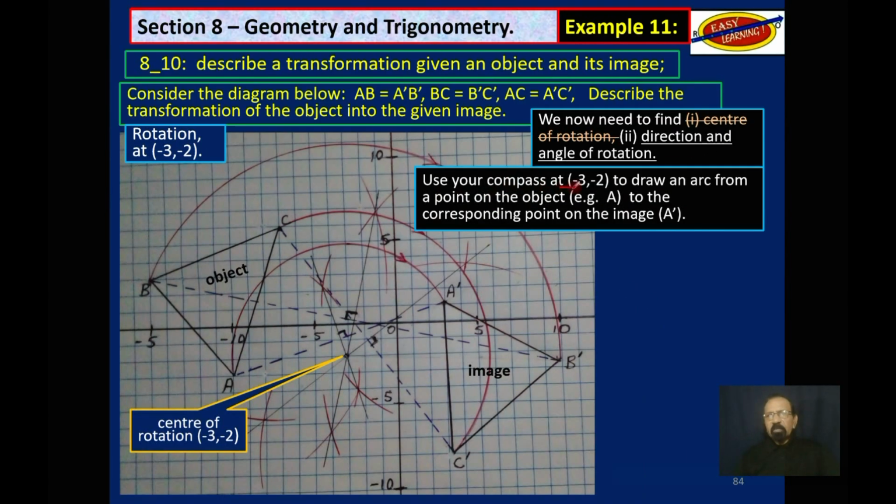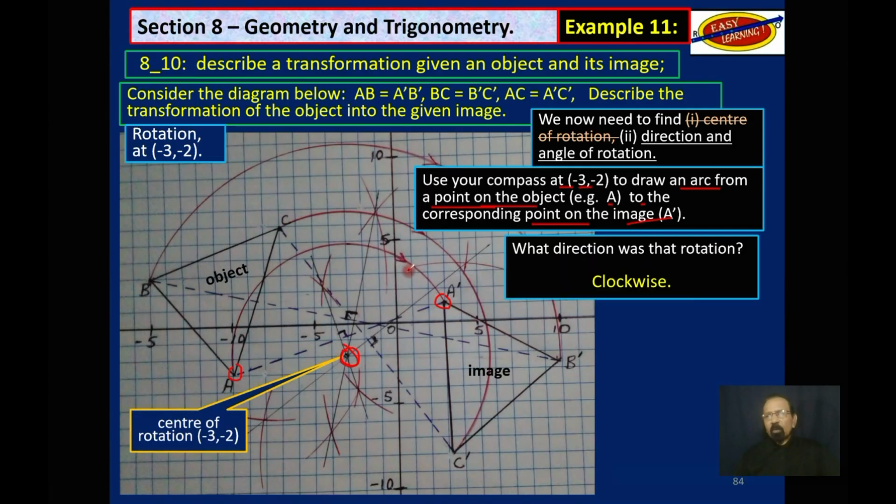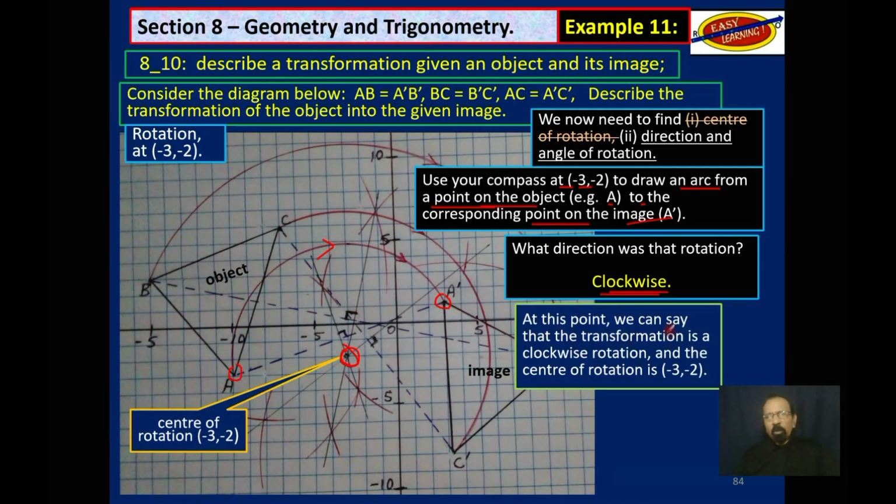Now use your compass and set it at -3, -2, which is here. Draw an arc from a point on the object, say A, to the corresponding point on the image, say A prime. So you draw an arc from here, come around this way to A prime, using this as the center. Question is, what is the direction that you draw that arc in? And it is clockwise. So at this point, we can say that the transformation is a clockwise rotation, and the center of rotation is -3, -2.